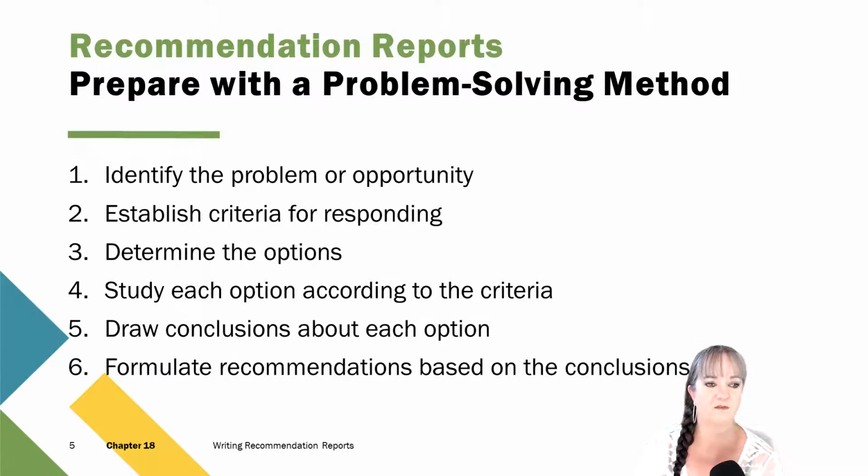By using the problem-solving method, you're going to figure out the best way to present information. You're going to start by identifying whatever the problem or opportunity is. So you have an idea for a new way of doing something. This is how you're going to identify the issue. You're going to establish criteria for responding to this problem. What are you going to base your information on? That's your first real good idea as you're getting into the writing. Then you're going to look at any options. You're going to study each option based on the criteria you established and make conclusions about them. And then you're going to formulate recommendations. Your solution for fixing the problem may not be the only way. There could be multiple ways, but you have to make the recommendation as to why the one you're suggesting is the best option.